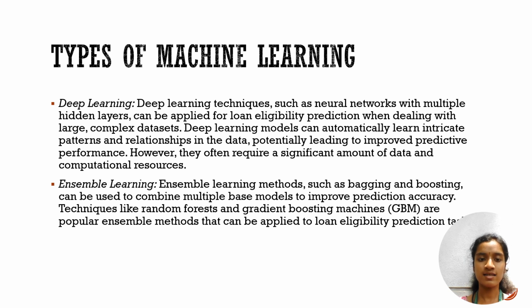Next one is ensemble learning. Ensemble learning methods such as bagging and boosting can be used to combine multiple base models to improve prediction accuracy. Techniques like random forest and gradient boosting machine are popular ensemble methods that can be applied to the loan eligibility prediction task.